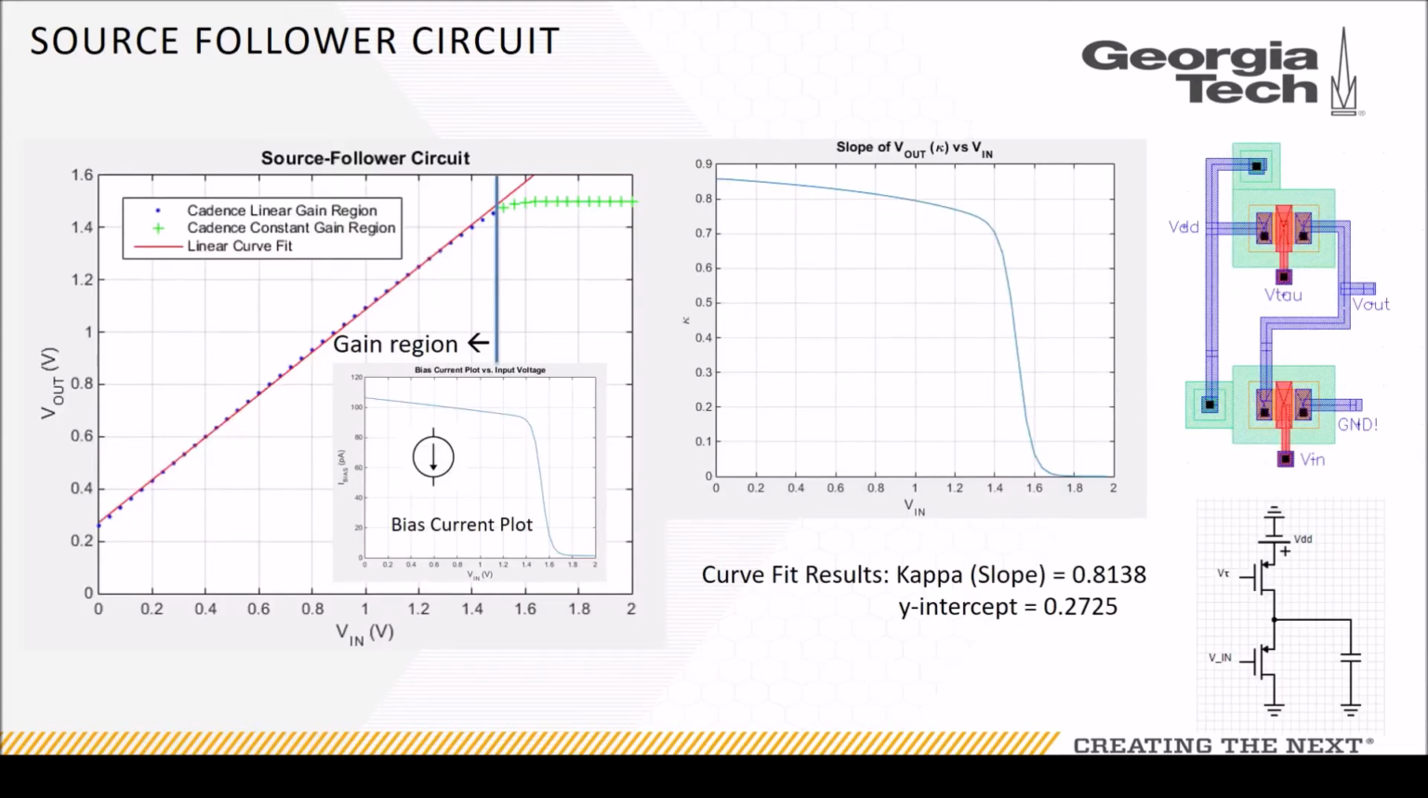So for our simulation, you can see in our gain region, we have a slope of 0.8, which agrees closely with our theoretical prediction. You can see we also present our bias current plot, which is roughly 100 picoamps in this region, the linear region. And you can also see our output voltage varies with input voltage. Our kappa varies as we expect it to, about 0.8, and it goes down because of that CD effect we showed. And here's the layout to the right and the schematic.